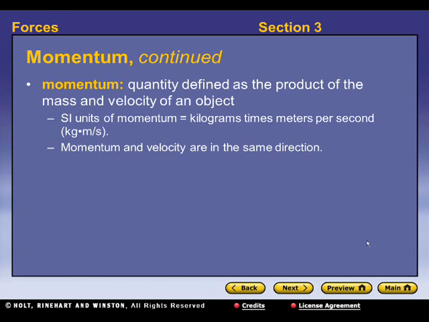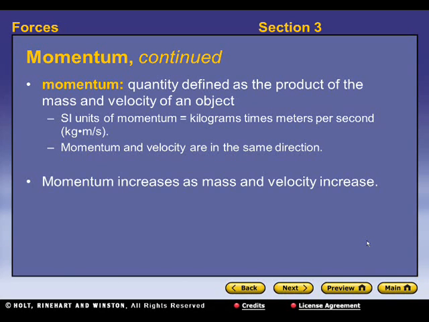So if an object has a velocity and a mass, the momentum, which is mass times velocity, is always in the same direction as that velocity. Momentum increases as mass increases, or velocity increases, or both. So the larger the mass, the more momentum. The larger the velocity, the more momentum. If you increase both, you increase momentum as well.